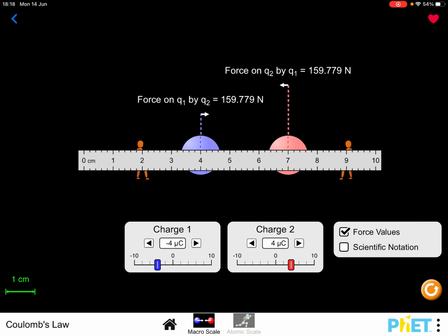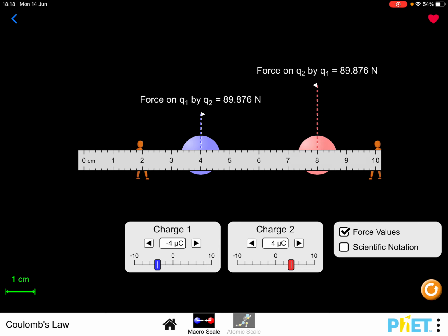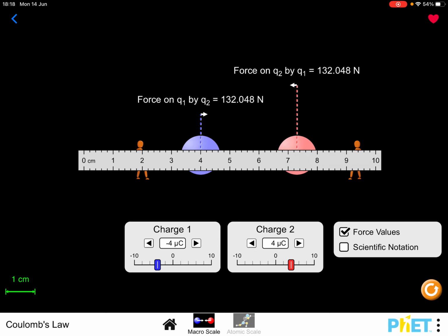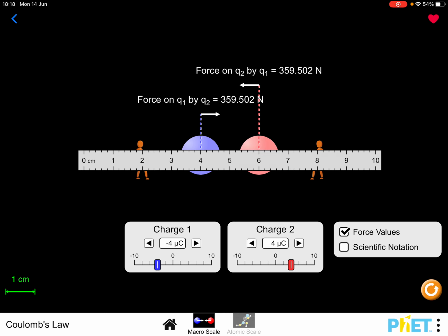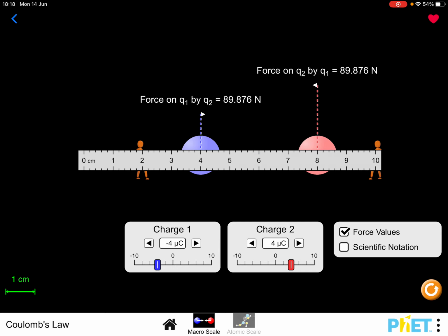I'm going to move the blue one to 8. There we go. Now it's 4. So take note of the numbers. So here, there's 359. Now, I'm going to double that distance to 8. And if you take out your calculators and you go, the force we just had divided by this, you're going to see that it's 4 times smaller.